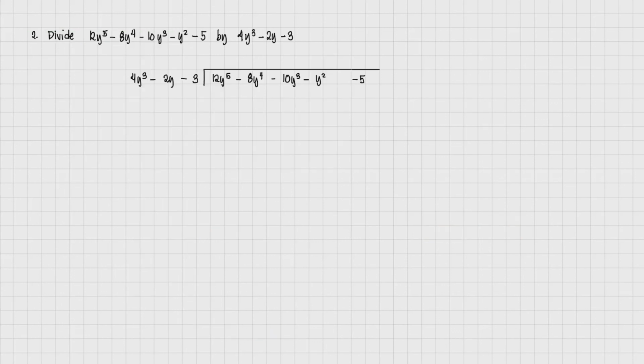So, sample tayo ulit. Something, a polynomial with 3 terms, para medyo mas complicated, medyo mas challenging. Medyo lang. So, let's proceed. Ang ating divisor is 4 times y raised to 3 minus 2y minus 3. And then our dividend is this one here. So you have positive 12y raised to 5 minus 8 times y raised to 4 minus 10 times y raised to 3 minus y raised to 2 minus 5. Notice, nagkaroon ako dito ng gap. Kasi mapapansin nyo yung pattern ng ating degrees. So, to the 5th, to the 4th, to the 3rd, to the 2nd, nawala yung first degree. So, naglagay ako ng space dyan.